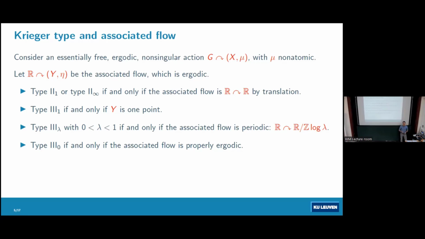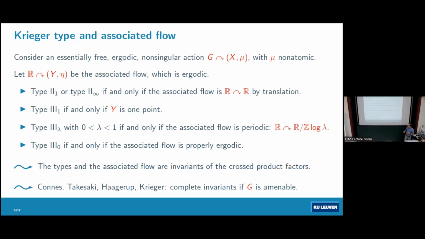And then type 3.0 is just the big box with all the remaining cases where the associated flow is a properly ergodic flow. And this, of course, exactly corresponds to Alain Connes' types of the crossed product factors. And then, due to a lot of work, these are complete invariants for these crossed product factors in the case where G is amenable. Okay, so this was this quick introduction to associated flow and the types.